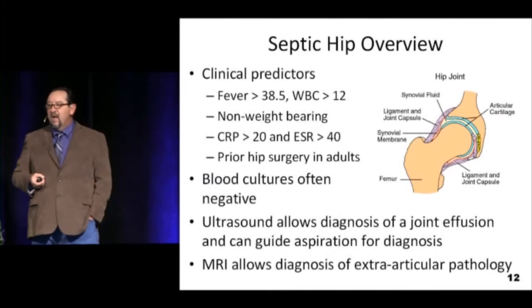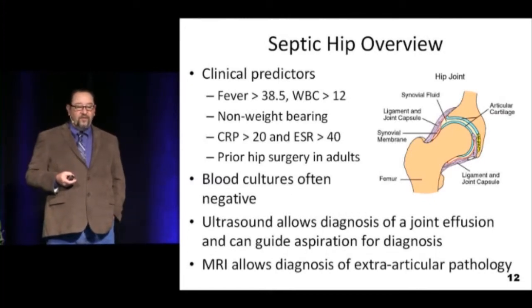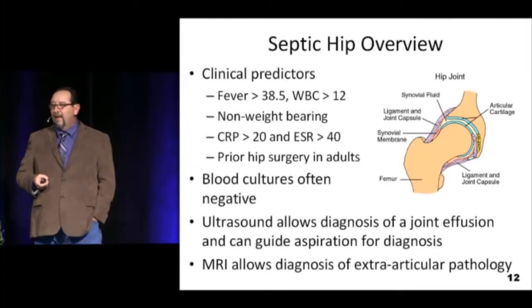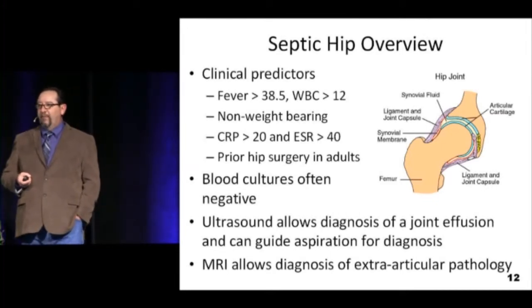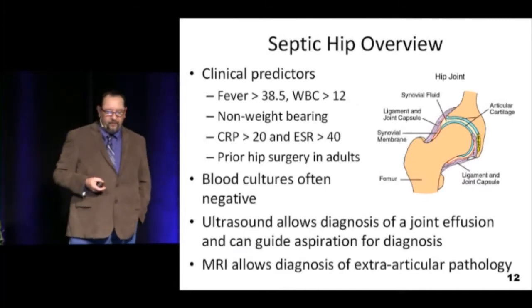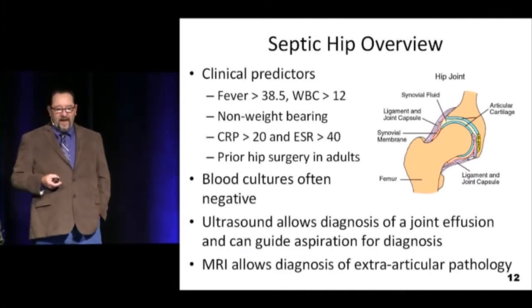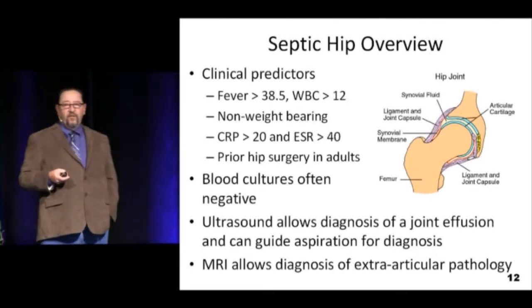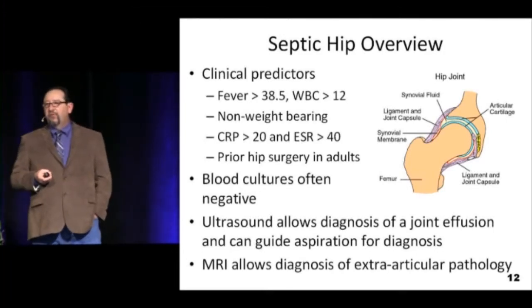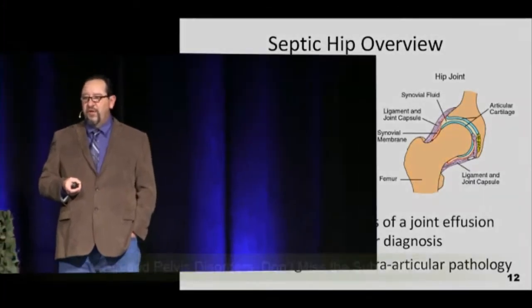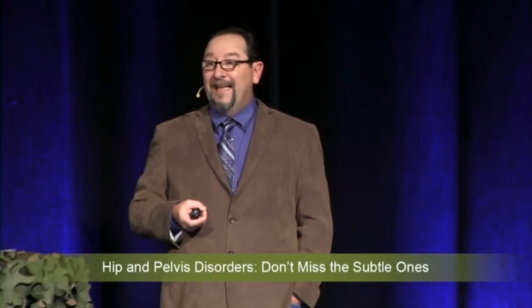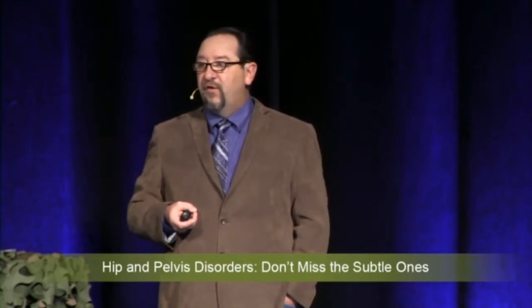It could be anything. Now, if not only the CRP and the ESR are positive, but they're super high, that points towards septic joint more than other things. Blood cultures are often negative. Ultrasound has become the diagnostic modality of choice, and the reason is this. If you do an ultrasound and there is a joint effusion, that's what the ultrasound is going to find, then the ultrasonographer is there to guide the tap so you can get to the juice and test it as well.